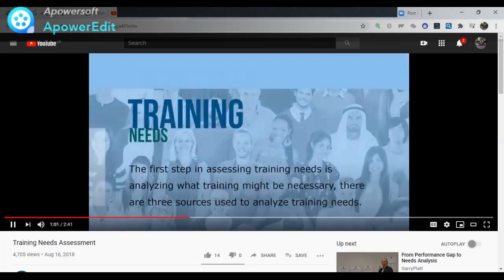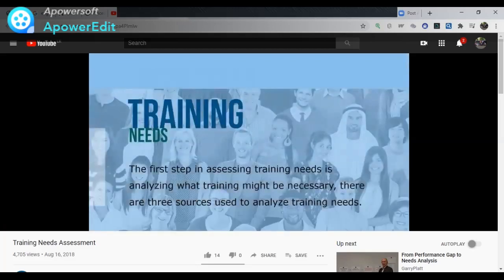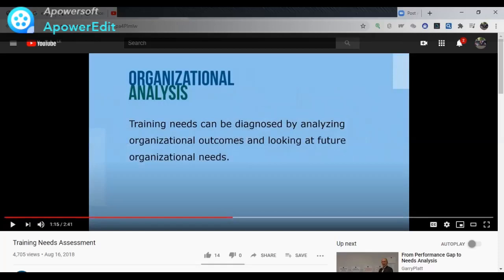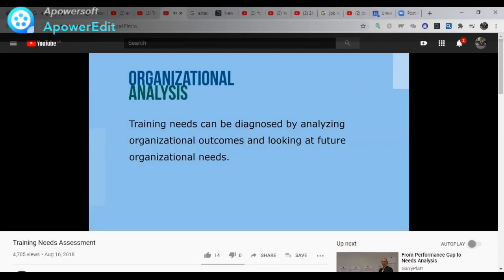The first step in assessing training needs is analyzing what training might be necessary. There are three sources used to analyze training needs. Training needs can be diagnosed by analyzing organizational outcomes and looking at future organizational needs. A part of planning for training is identifying the KSAs that will be needed now and in the future as both jobs and the organization change. Both internal and external forces will influence training and must be considered when doing organizational analysis.